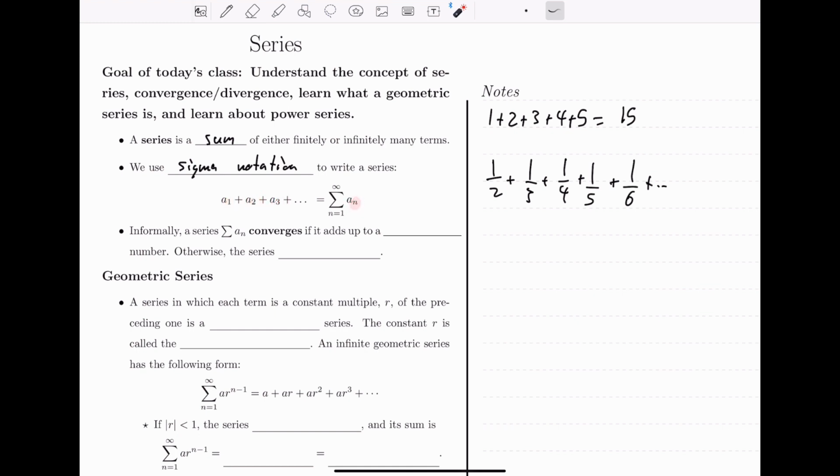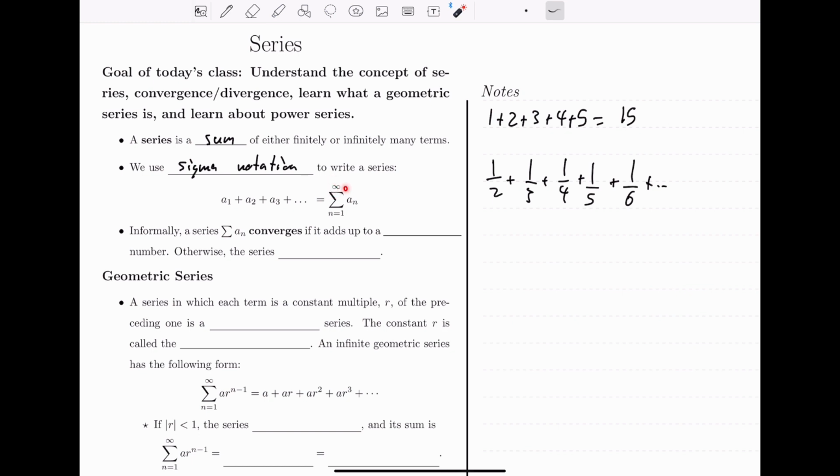So we just say, let's use the subscript n. That's just a generic subscript. And then down below the symbol, this is telling us where the subscript starts. It starts at n equals 1. And then up above tells us where the subscript ends. We just keep going on toward infinity.